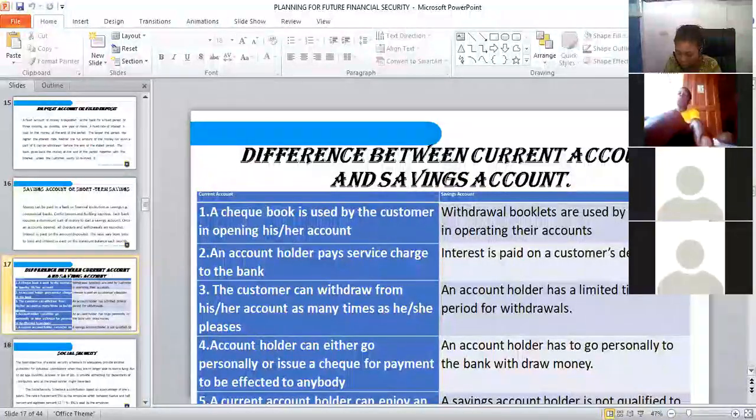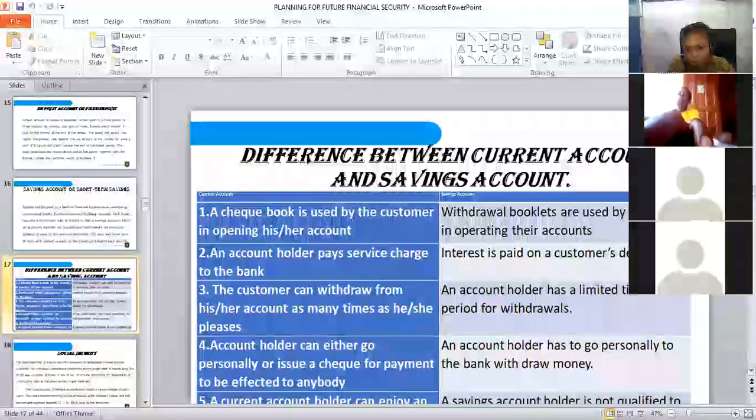For instance, you are given an option. Let's assume that you can pay, let's say, from 500 cedis and above. So you cannot pay less than 500 cedis into a fixed deposit account. You get me? So once it is fixed, the amount you are supposed to pay ranges from a particular amount depending on your strength as a client.